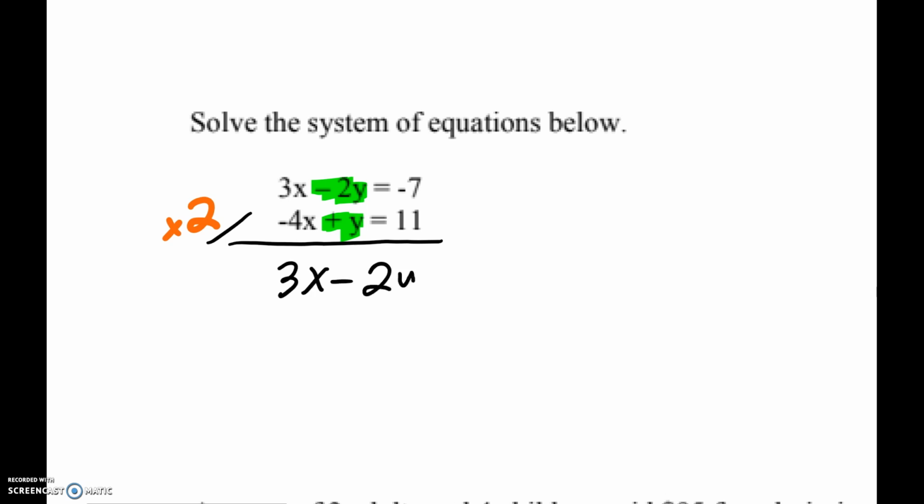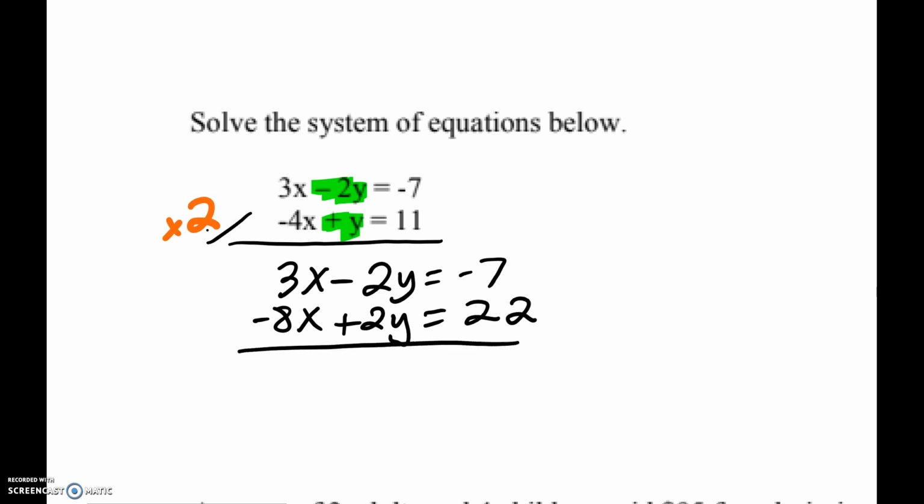3x minus 2y is negative 7. We multiply everything by 2, by the way. 2 times negative 4x is negative 8x, 2 times y is positive 2y, and 2 times 11 is 22. Let's add them side by side. Do you see that negative 2y plus positive 2y is going to make 0 here?